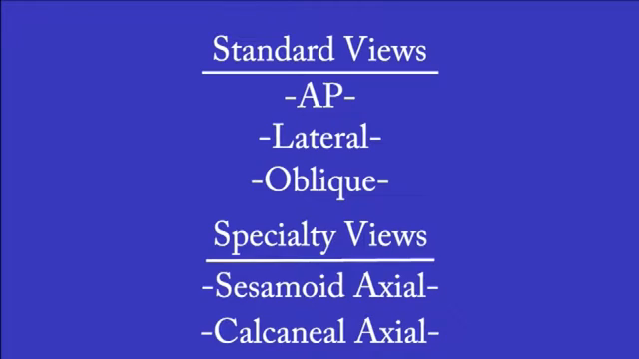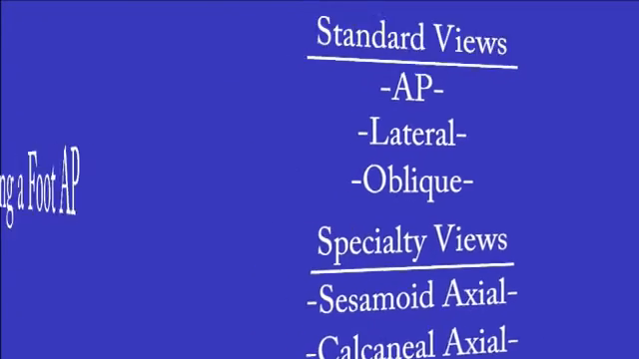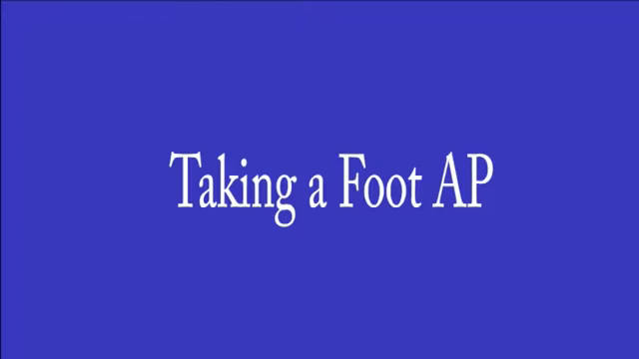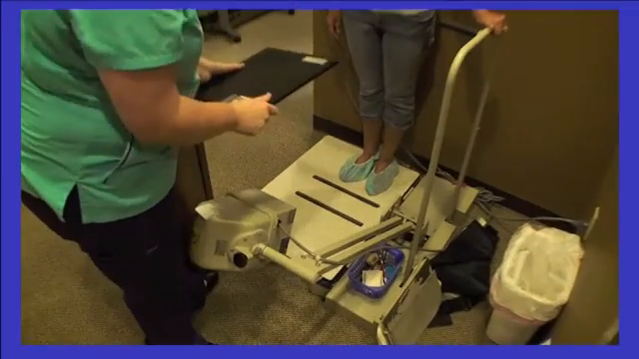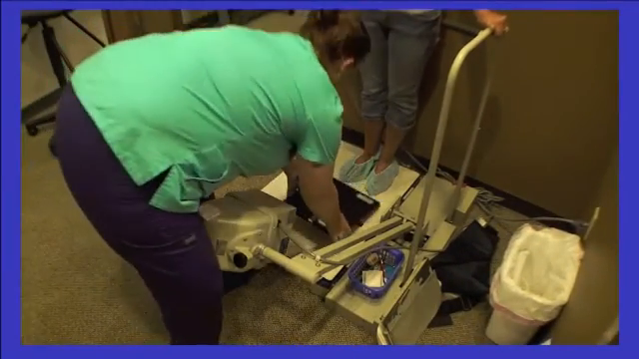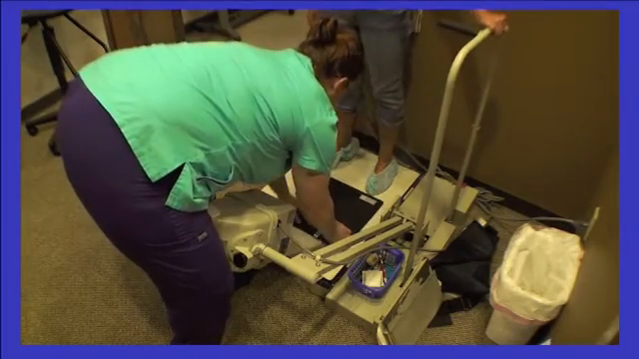Any view outside of the main 5 will be indicated by the physician, and he or your trainer may instruct you in taking these views at a later date. To take an AP, you will bring the patient to the X-ray platform and have them step on the platform with their toes facing you.